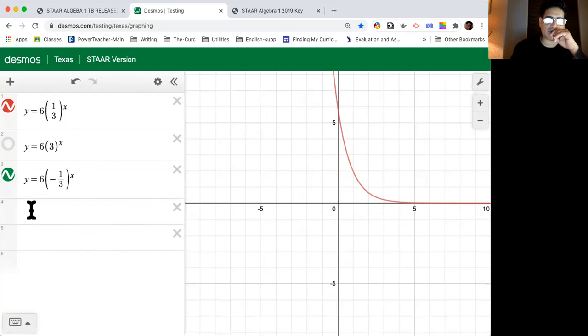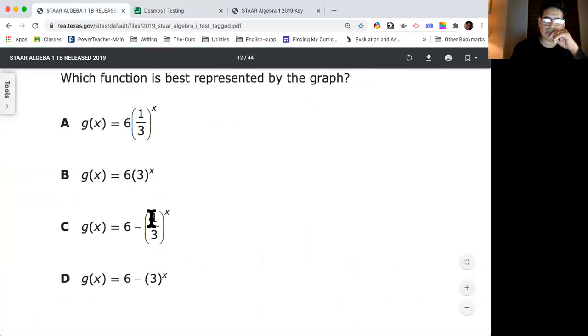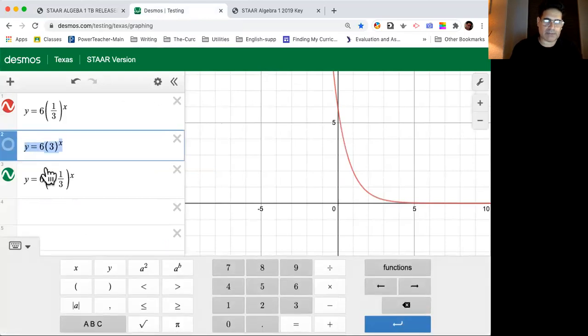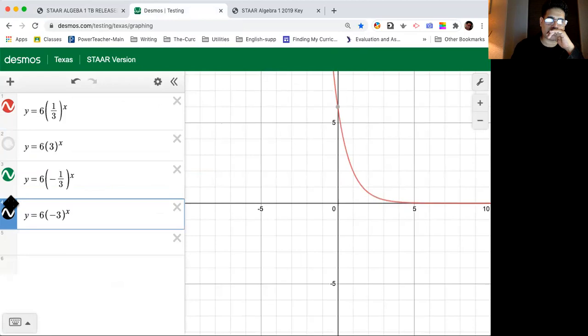Let's do the next one for now. Let's see, g of x equals 6 minus 3 to the x, and it's pretty much this one here. So let me just copy and paste this one here. Minus 3 to the x. Okay, right there. And let's see. It's just a point. Just a point, isn't it? Let's take a look at this one here.